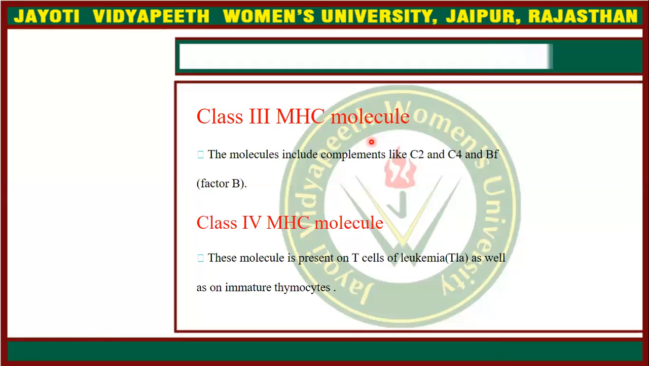The next is class 3 MHC molecules. Class 3 MHC molecules are actually found in the complement system, involving the C2 and C4 factors present in the complement system. Similarly, the class 4 MHC molecule is present on T cell leukemia TLA as well as in immature thymocytes.